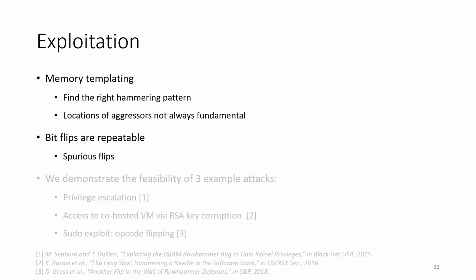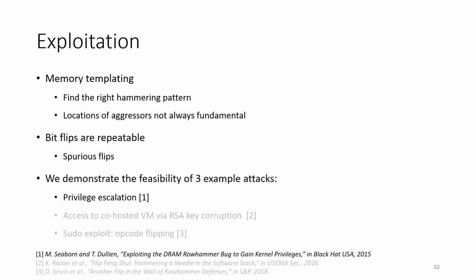To prove the feasibility of previous techniques, we implemented 3 example attacks. The first one is the original privilege escalation exploit. The second is the co-hosted virtual machine access via RSA corruption. And the third is the pseudo opcode flipping exploit.